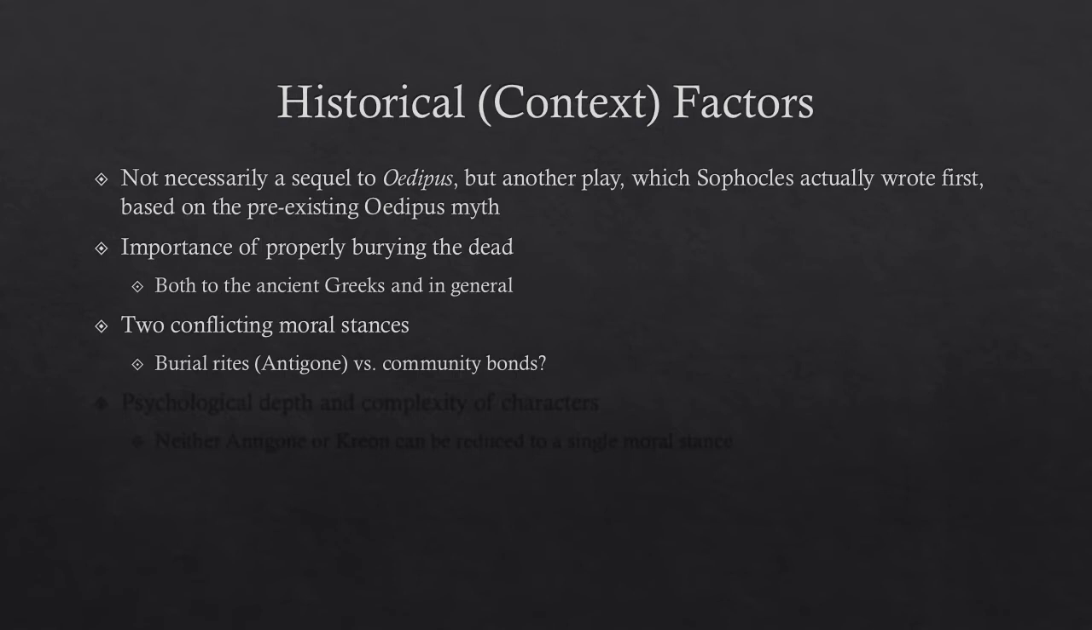And he's saying, "We have to treat traitors this way. And if I were to give him a proper burial, I would look weak in front of the people, and I would fail as a leader."